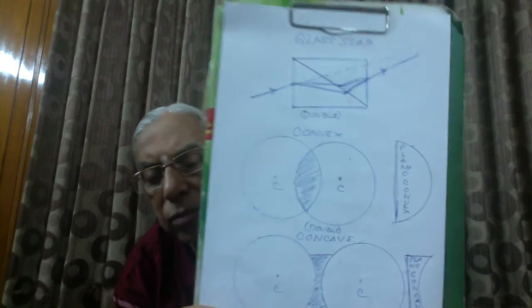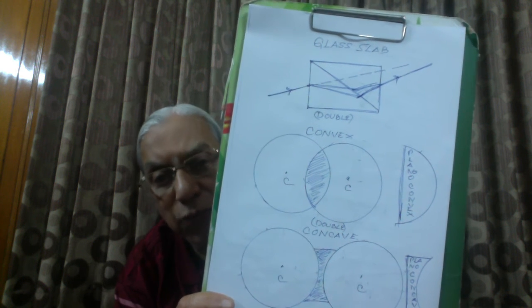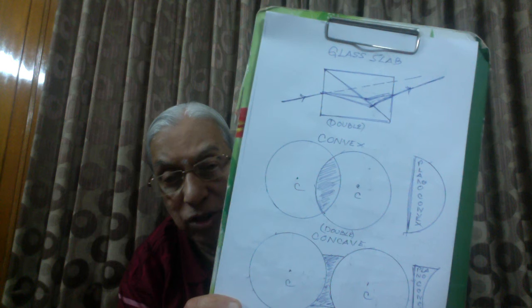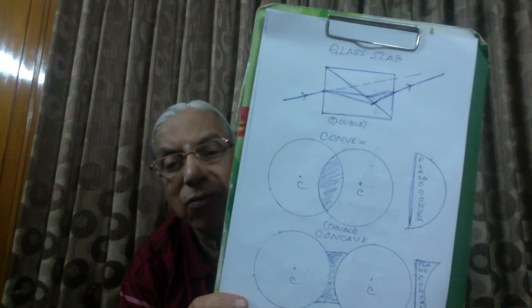Here you are able to see the center of curvature. In the case of a convex lens, this is C and this is C. Here also, in the concave and convex lenses, you find that I have marked it with C. It is the center of the whole sphere of which the lens forms a part. That is called the center of curvature. Since it has two curved surfaces, it has two centers of curvature.